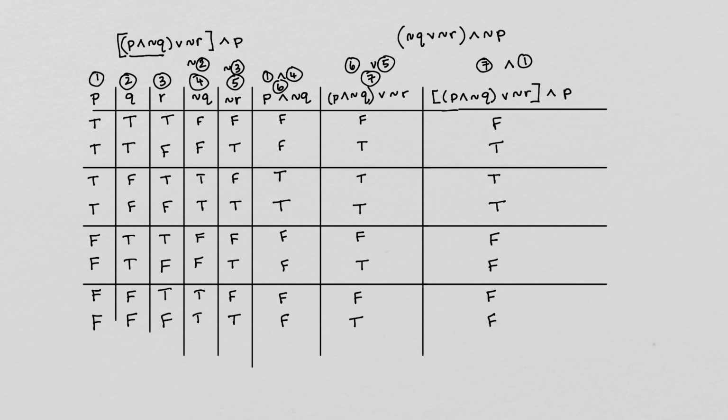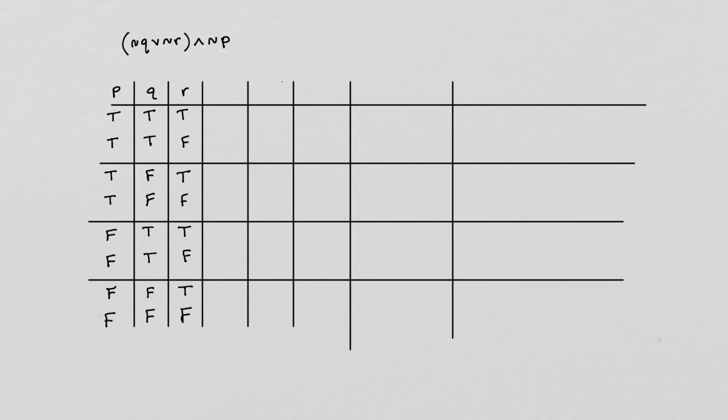So this is the truth table for this first statement. And I can't fit the second one in the same screen, so I'm going to make a second truth table, and then we'll just compare the results and see if this column matches up with the last column of the next statement. Okay, so now I'm ready to make my truth table for the second part, and I'll label my columns.